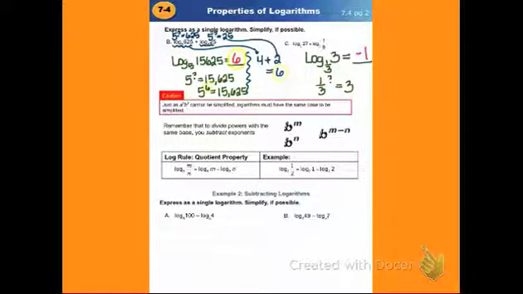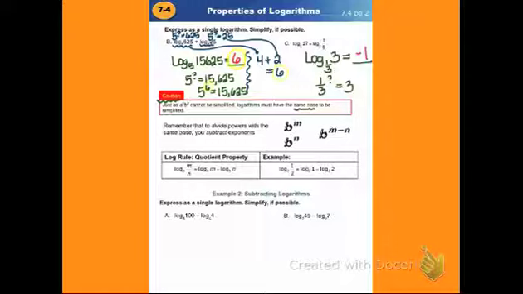And this little caution here just really emphasizes the fact that if you're going to be combining logarithms, just like if you're trying to combine when you're dealing with the exponent rules, the bases have to be the same. So you have to have the same base to be able to combine them.